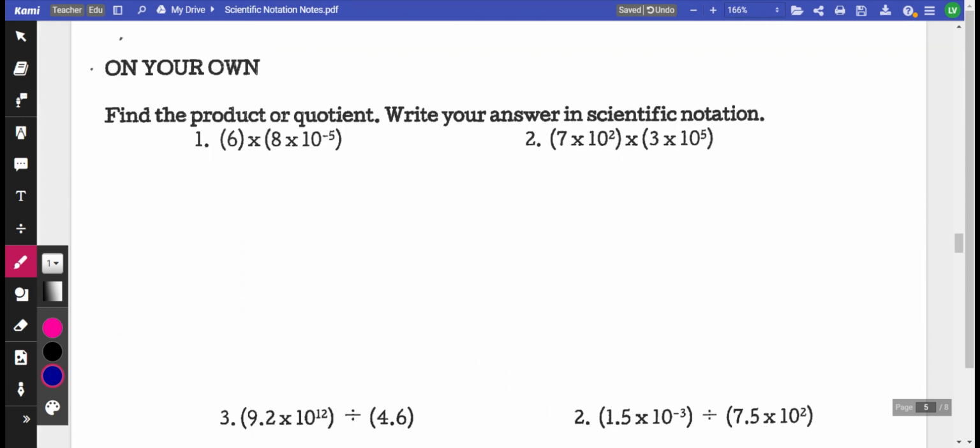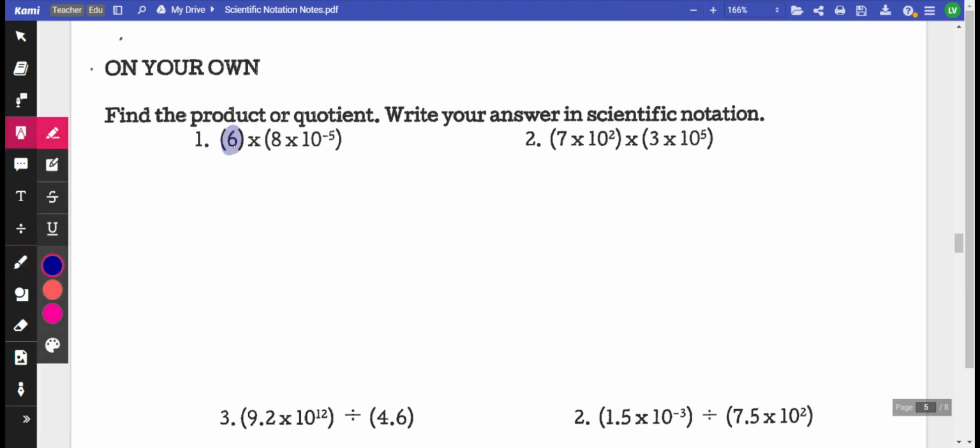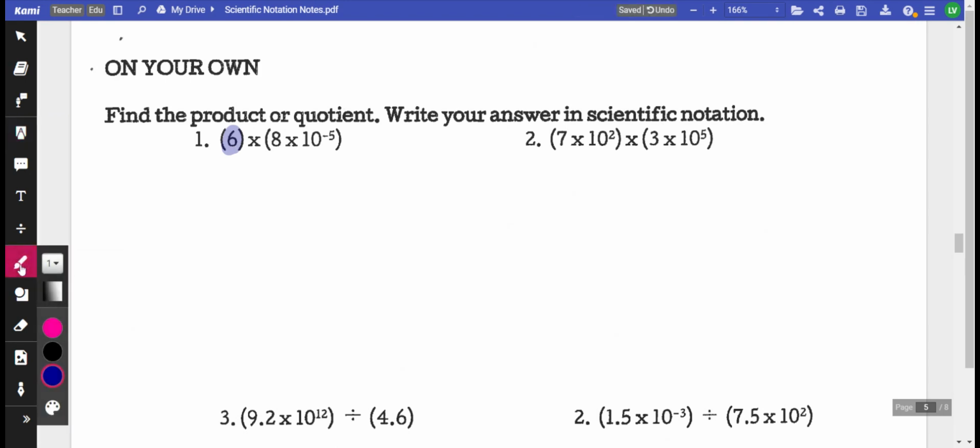So go ahead and try these on your own and then check them. The directions say find the product or quotient, write your answer in scientific notation. Number 1 looks different. That's because the first term, the 6, doesn't have a power of 10. But we can still put these together.